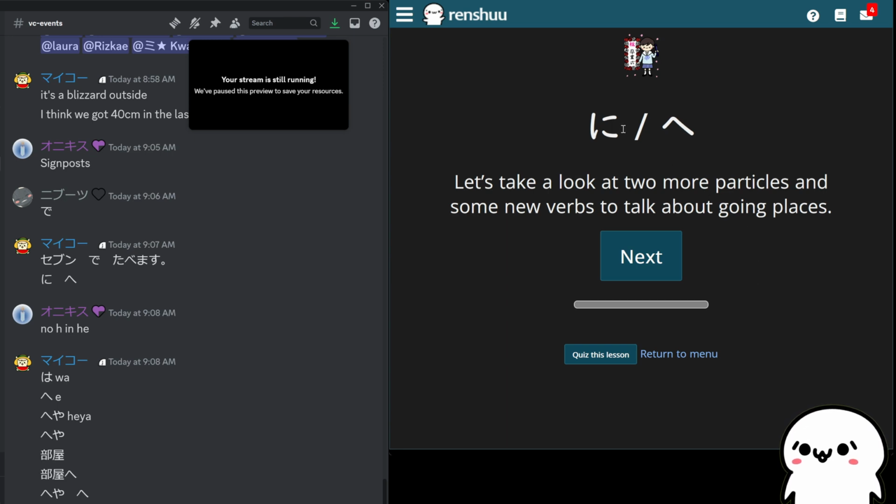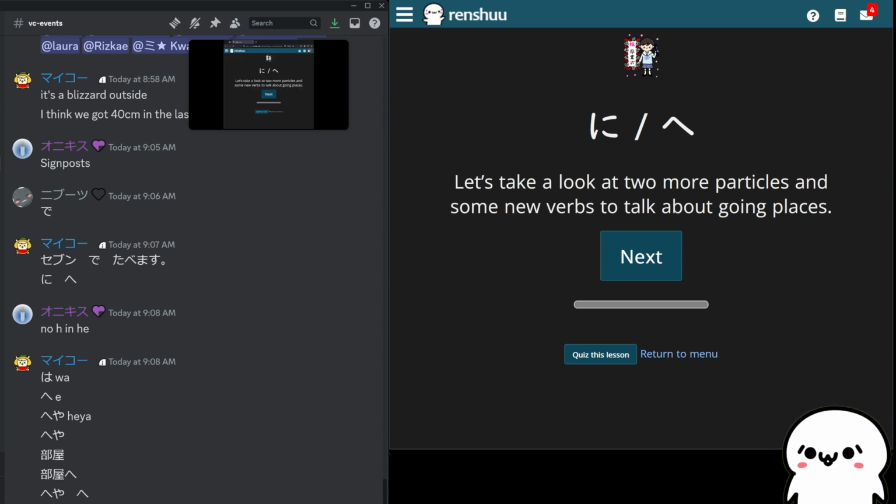So these two are used when we are talking about the person, the subject, going somewhere. These are used to mark locations, but they're not the locations where the action is happening. They're locations where the action is going or coming to. If I'm here in my room, I could say I'm talking in my room, and I would use the de particle to mark that. But if I'm about to go to 7-Eleven and get some coffee, I would use this to describe that I'm not at 7-Eleven now. I am going to 7-Eleven.